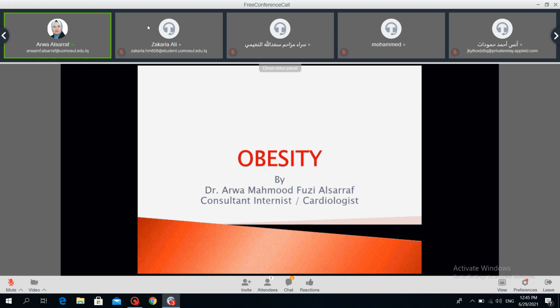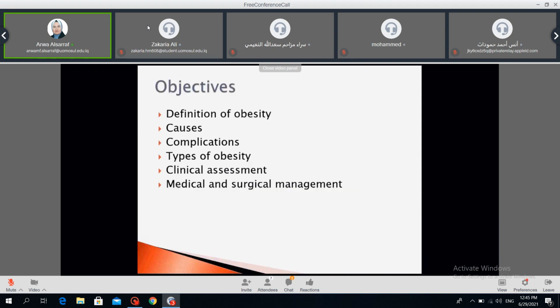You remember in the previous lecture, we talked about the energy balance. And we said that what we take in as energy should be expended to keep our body weight constant. If the intake is increased and the expenditure decreases, then obesity will develop.